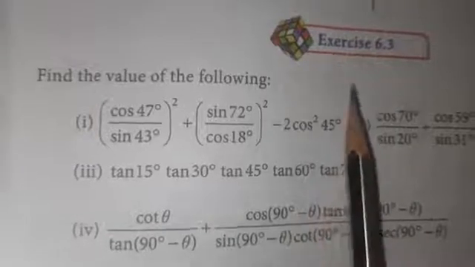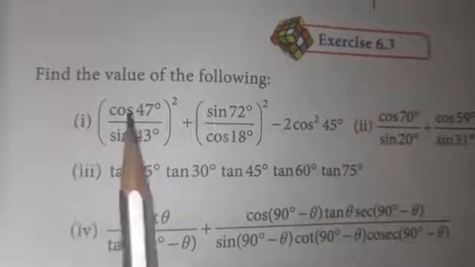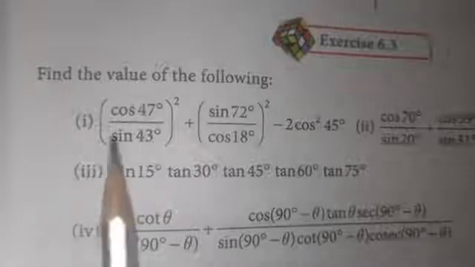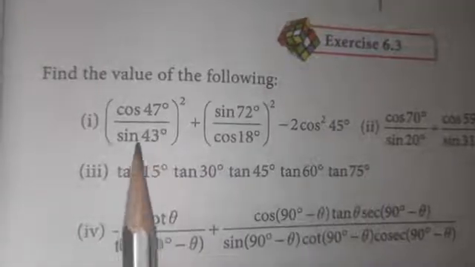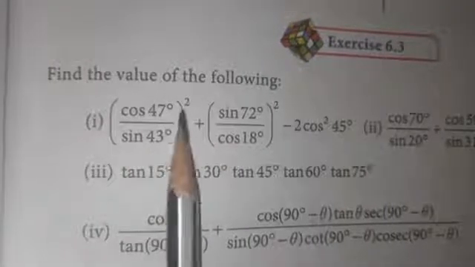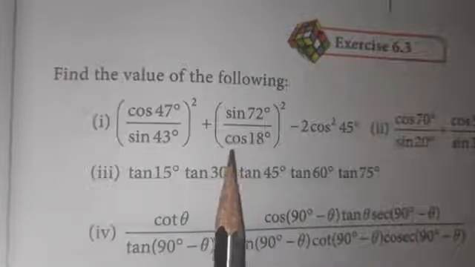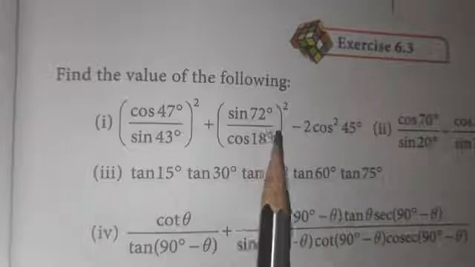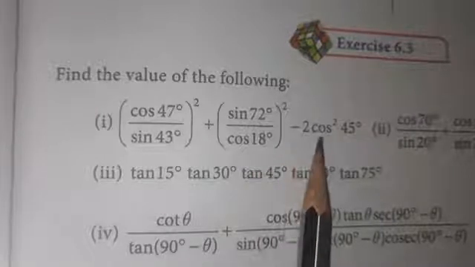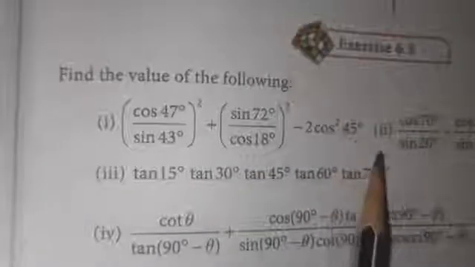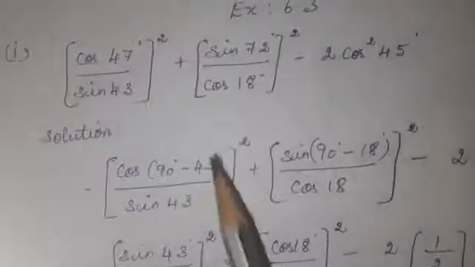Next, we will see exercise 6.3. Find the value of the following. The first question is (cos 47 degrees divided by sin 43 degrees) the whole squared, plus (sin 72 degrees divided by cos 18 degrees) the whole squared, minus 2 cos squared 45 degrees. That is the question I have written here.